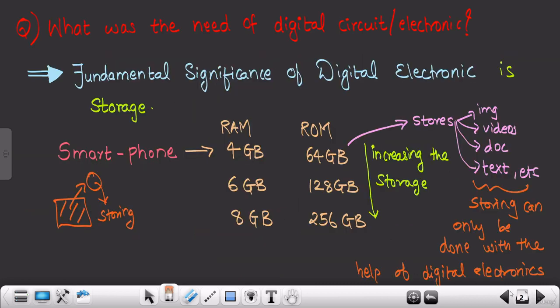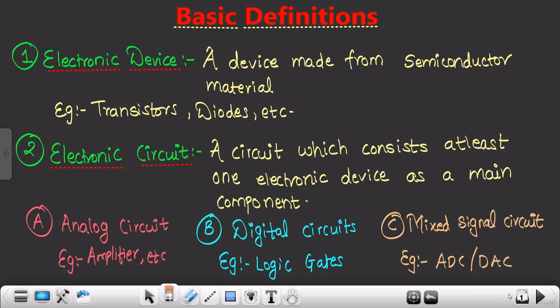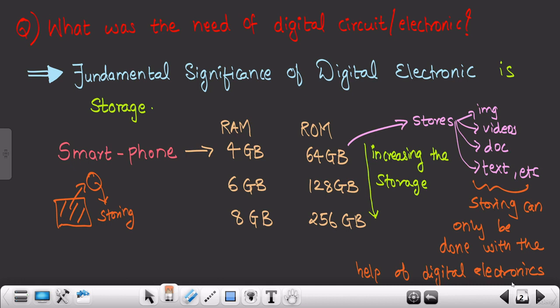So I hope that you understood these two particular definitions, and the three types of electronic circuits, and we also saw the fundamental significance of digital electronics. If you have any doubts, feel free to ask me at any time.